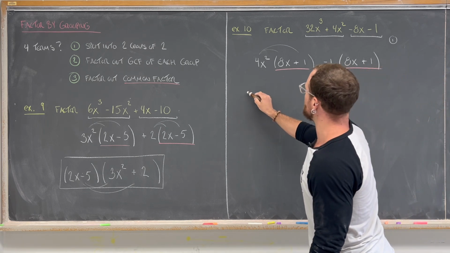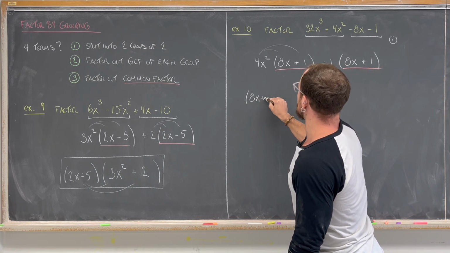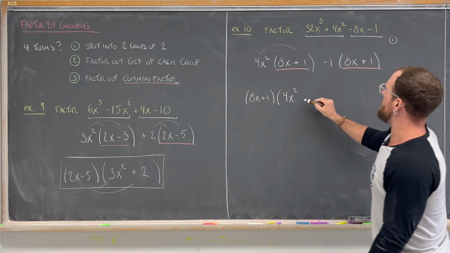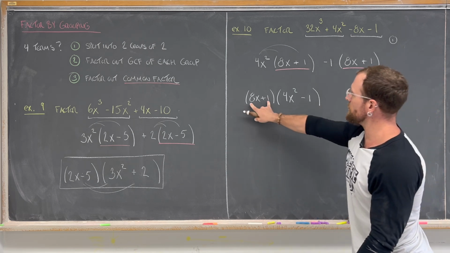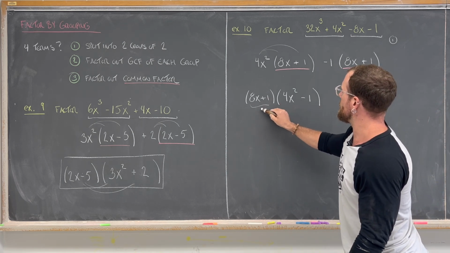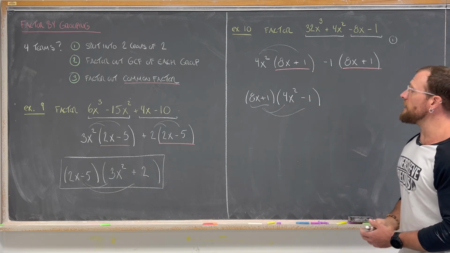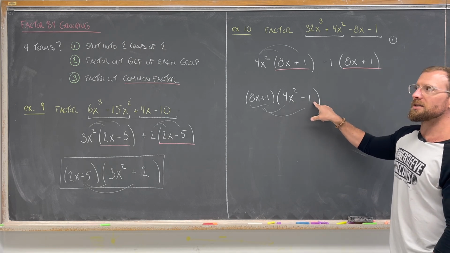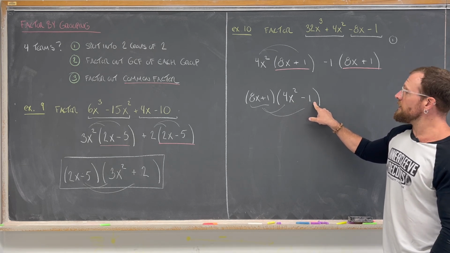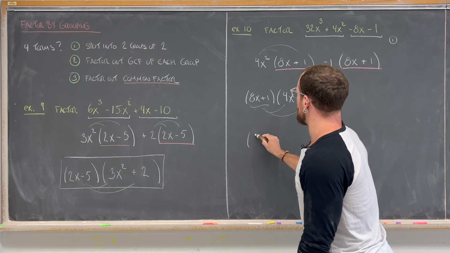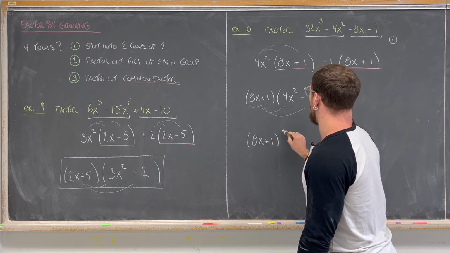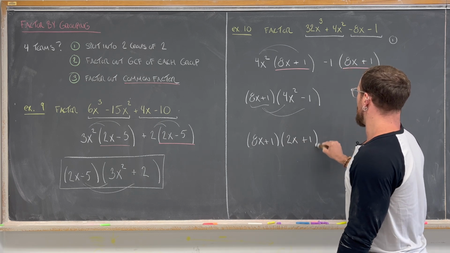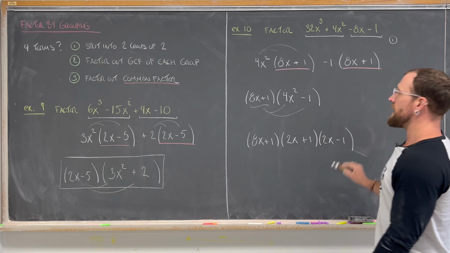If we pull that common factor out, 8x plus 1, it leaves behind a 4x squared minus 1. Okay, if you distribute 8x plus 1 to these 2 terms, you get back what's written above. Now we can actually go one step further because 4x squared minus 1 is a difference of squares. Okay, so we can write this as 8x plus 1 times 2x plus 1 times 2x minus 1.